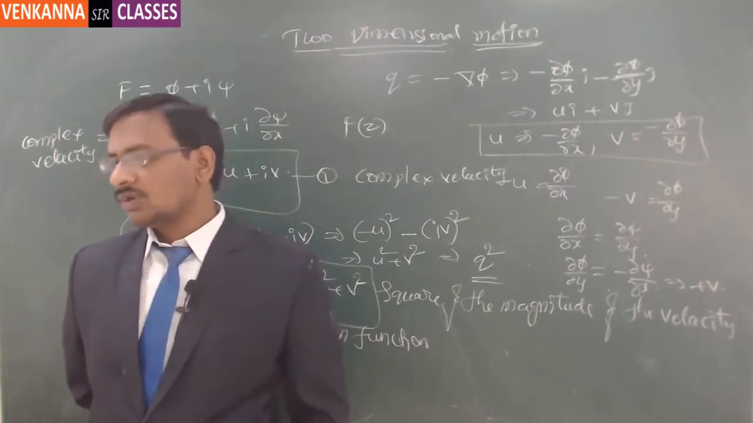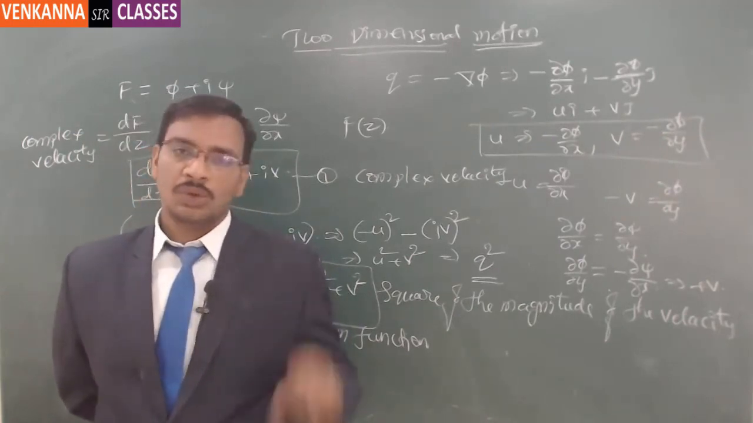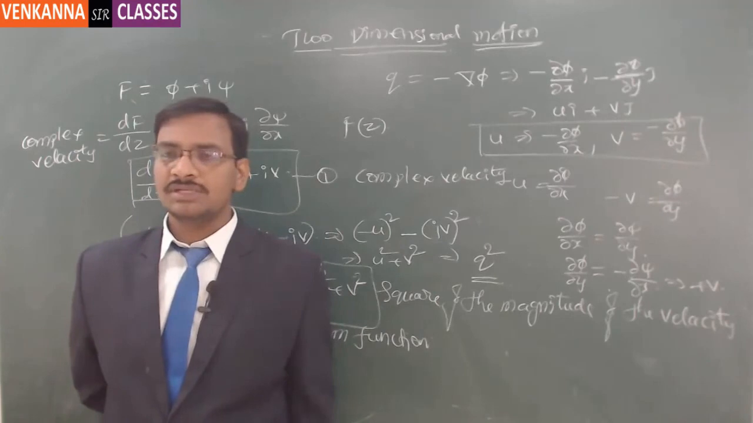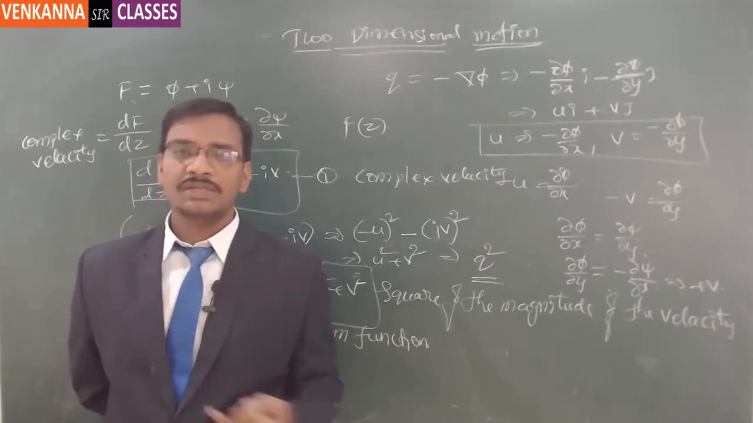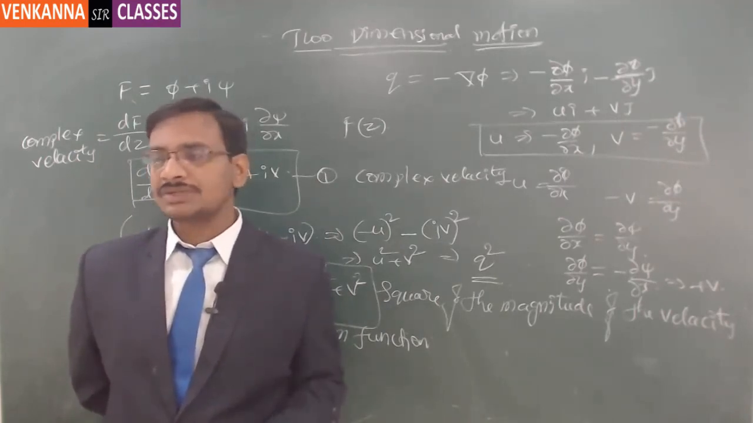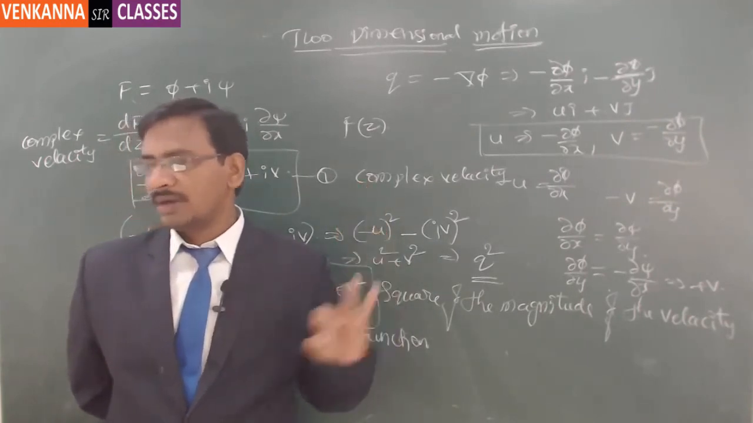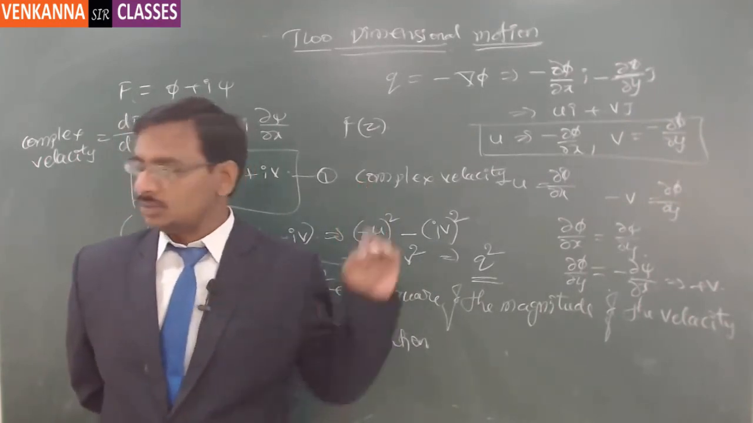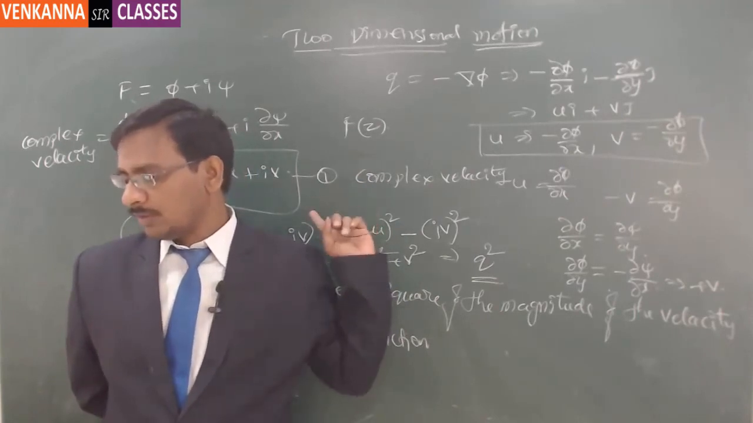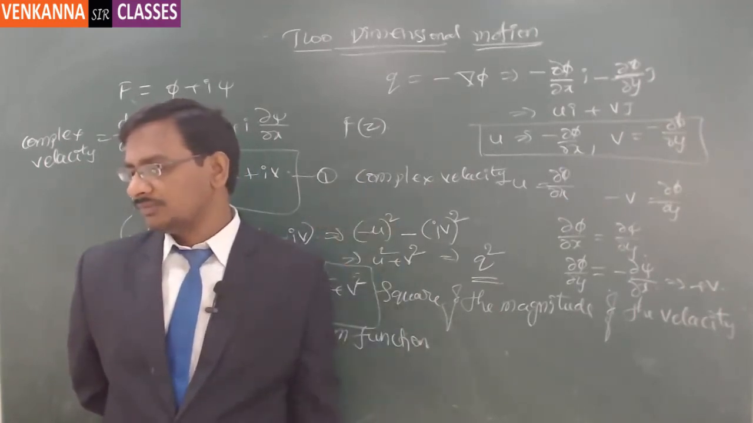Got it? What we are interested to know is, one, the direction of the flow, that is nothing but the stream function, and another, the velocity components in the x direction and y direction, that is nothing but q. So these are the two important aspects we are going to study. Both are known now, with the help of complex analysis. Got it?